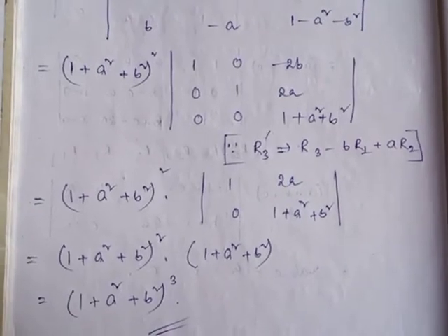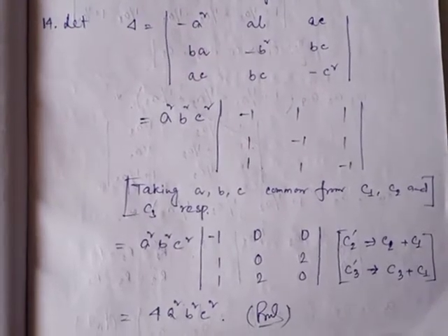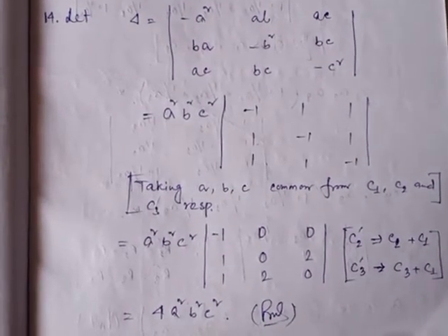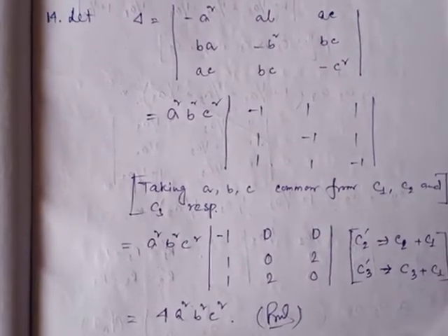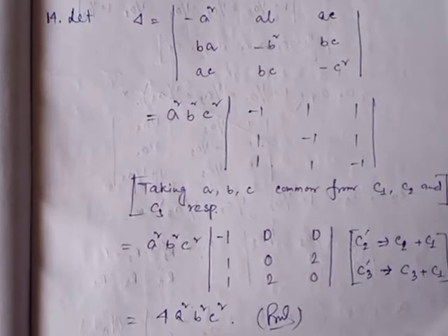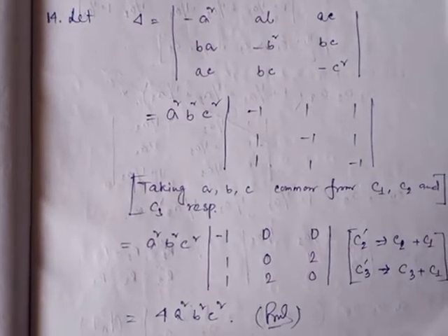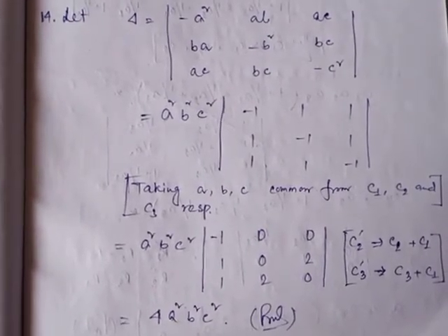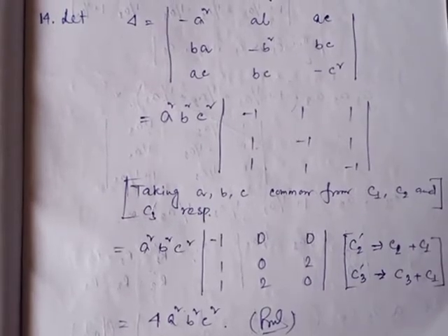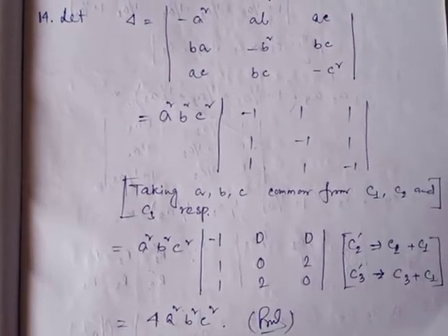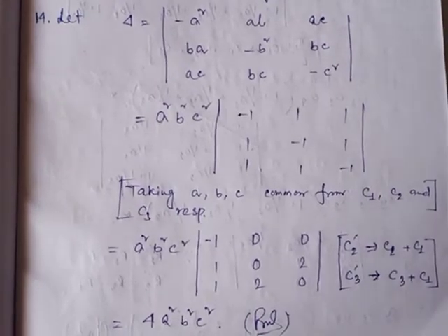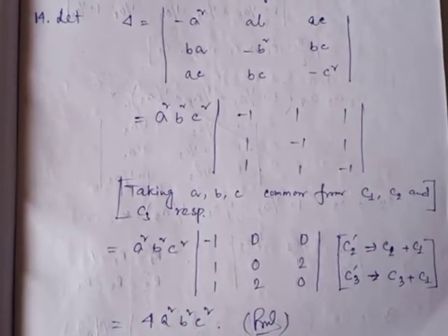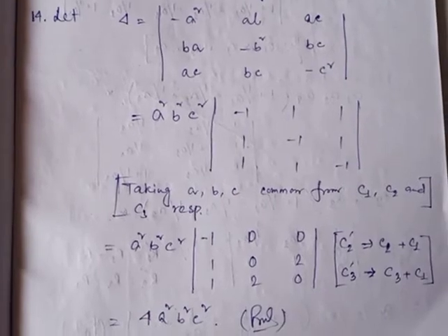Next problem. In number 14, see that let delta equal the given determinant: minus a square, ba, ac; ab, minus b square, bc; ac, bc, minus c square. So that means a square b square c square times minus 1, 1, 1; 1, minus 1, 1; 1, 1, minus 1, taking a, b, c common from C1, C2 and C3 respectively.